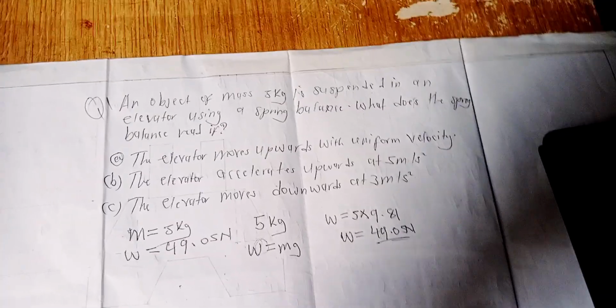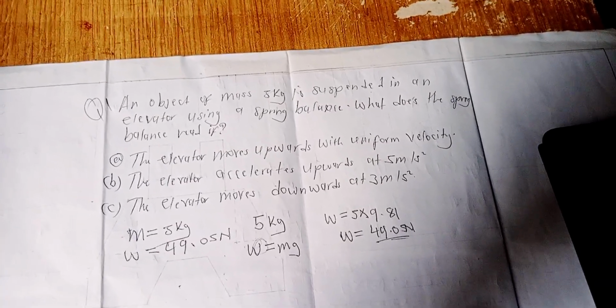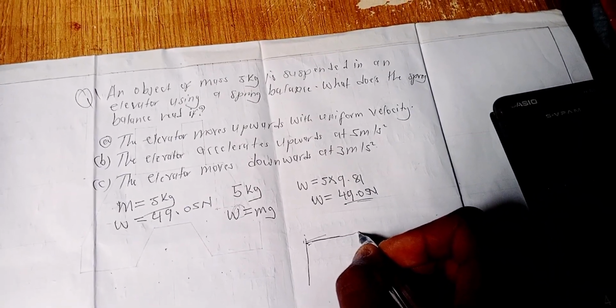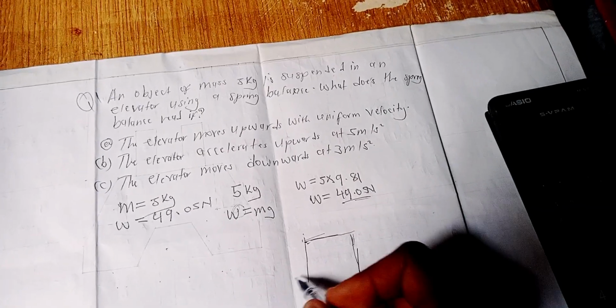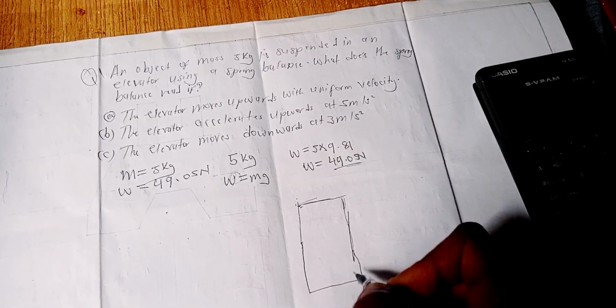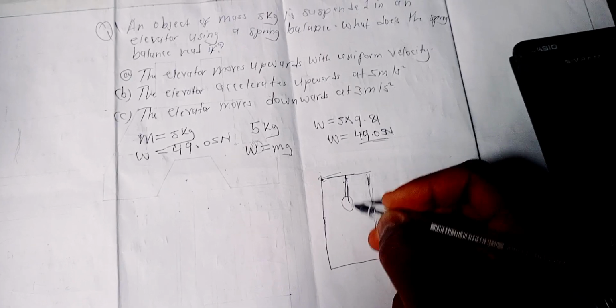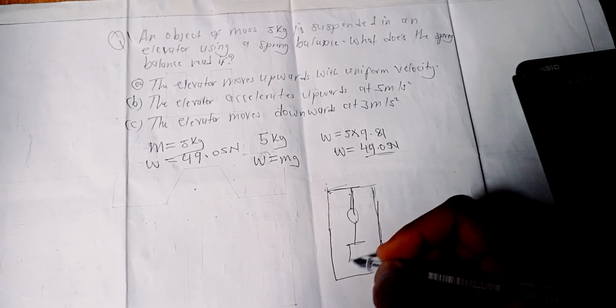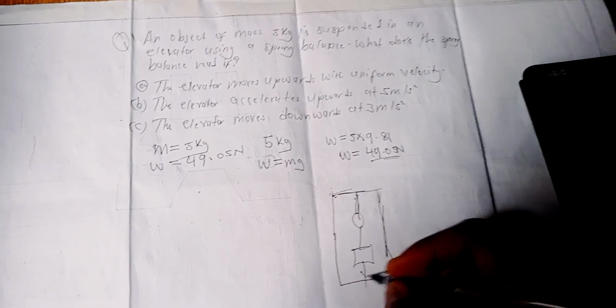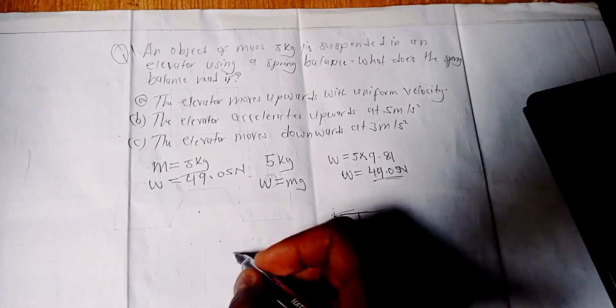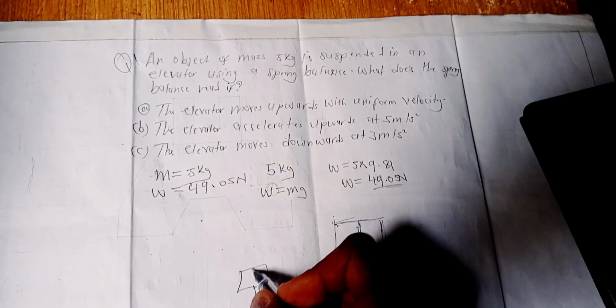The question reads, an object of mass 5 kg is suspended in an elevator using a spring balance. So we can assume that this is an elevator, and inside here there's a spring, something like this. So this is an elevator, and this is a free body diagram. It is the same as drawn like this.